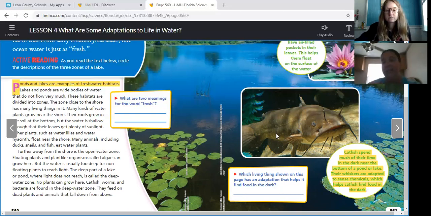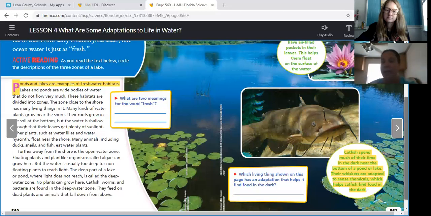So right here you see a picture of a catfish, okay? He's got these crazy whiskers on his face. Catfish spend much of their time in the dark near the bottom of a pond or lake. Their whiskers are adapted to sense chemicals, which helps catfish find food in the dark. And remember, they live in the bottom of a lake or a pond, and they feed on dead plants that have fallen down.